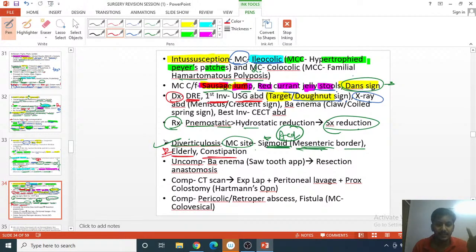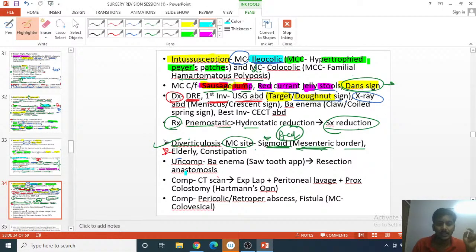If it is an uncomplicated case of diverticulosis, no other abnormalities, no hemodynamic instability, then you just perform a barium enema. And what appearance will be seen on barium enema in cases of diverticulosis? You will see a sawtooth appearance. Multiple diverticula will give a sawtooth appearance, like the teeth of a saw. So on barium enema you will see a sawtooth appearance in cases of diverticulosis. Please remember. Then you perform a resection and anastomosis. Whichever part is affected you resect it, and then do an anastomosis of the resected ends.